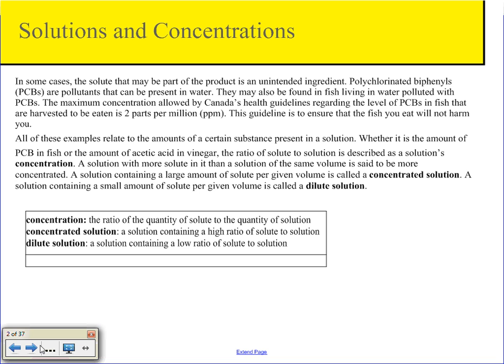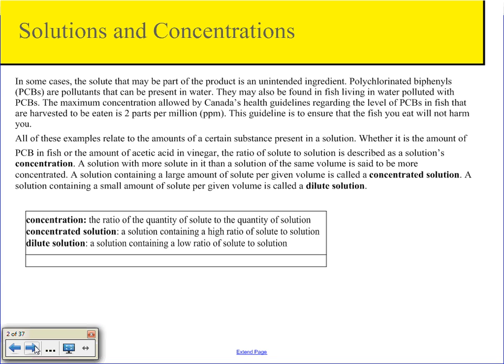Whether it is the amount of PCBs in fish or the amount of acetic acid in vinegar, the ratio of solute to solution is described as a solution's concentration. A solution with more solute in it than a solution of the same volume is said to be more concentrated, and a solution containing a large amount of solute per given volume is called a concentrated solution. A solution containing a small amount of solute per given volume is called a dilute solution.